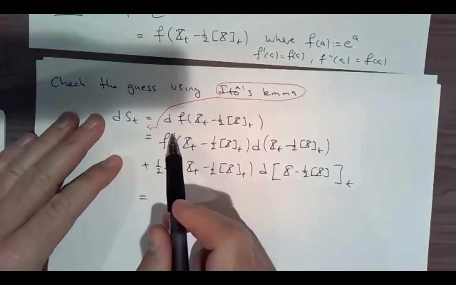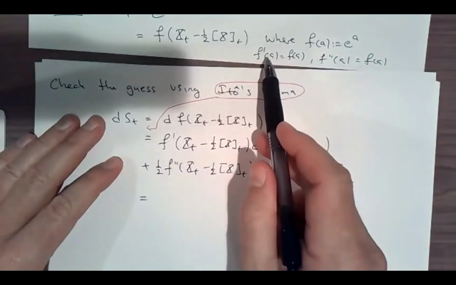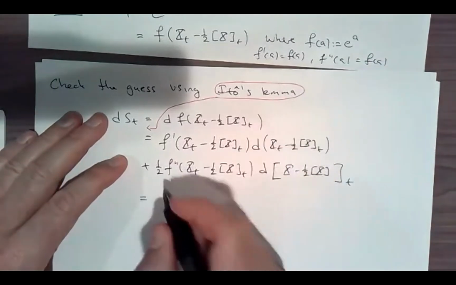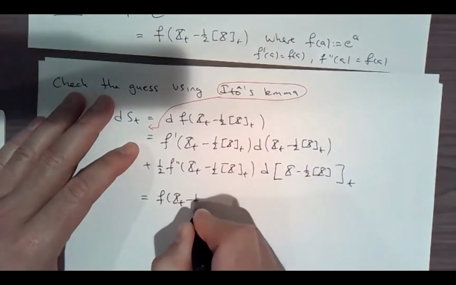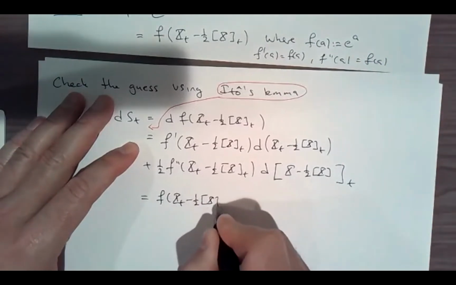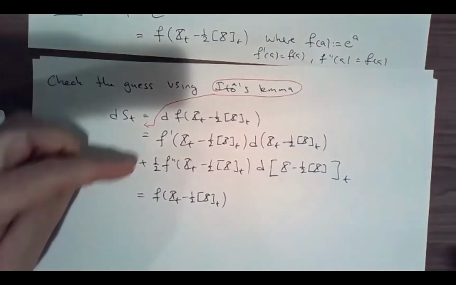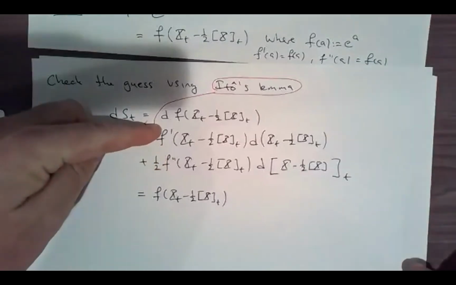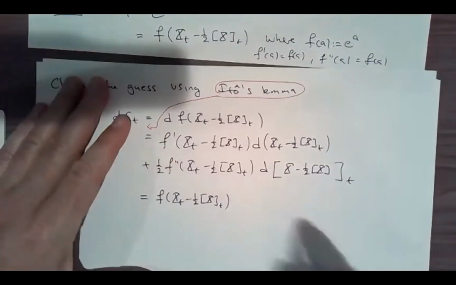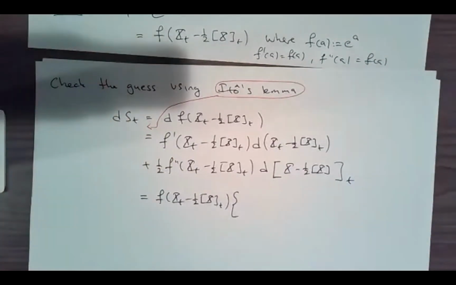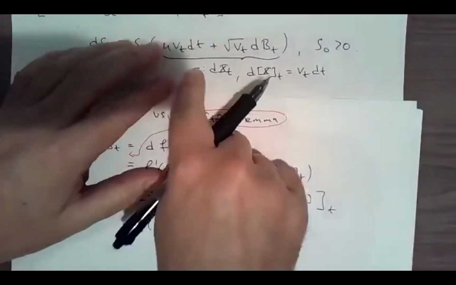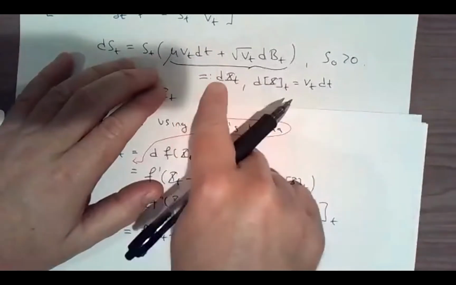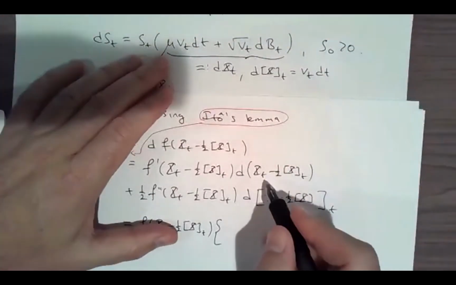Now we'll insert the derivative of f. That was f itself, okay, so I'll get f back here. This is f of Xt minus 1/2 quadratic variation of X. And you can see that this is going to be the same for both of them. So I'll put a curly bracket here. And then what will I do? I'll need to know now what the quadratic variation is, and I'll need to know what dX is. So I'll plug those in.